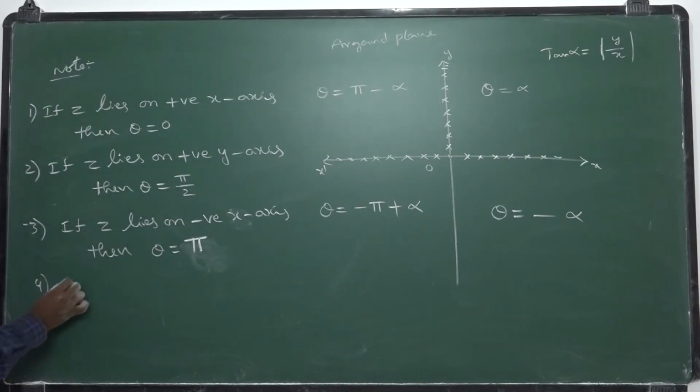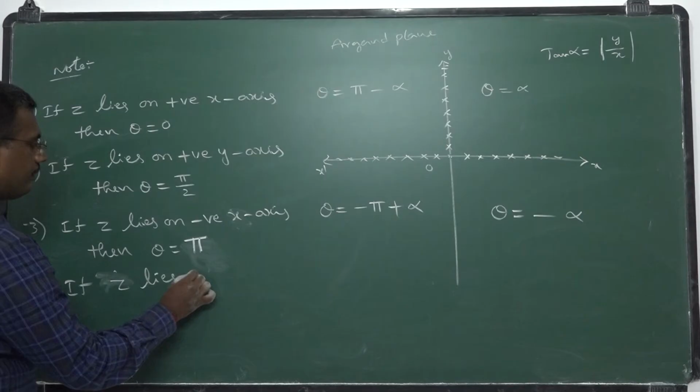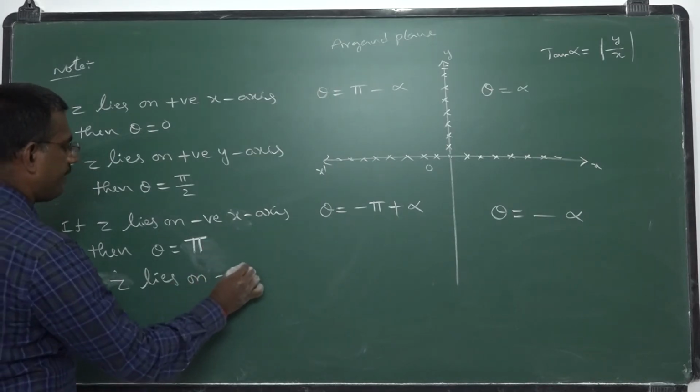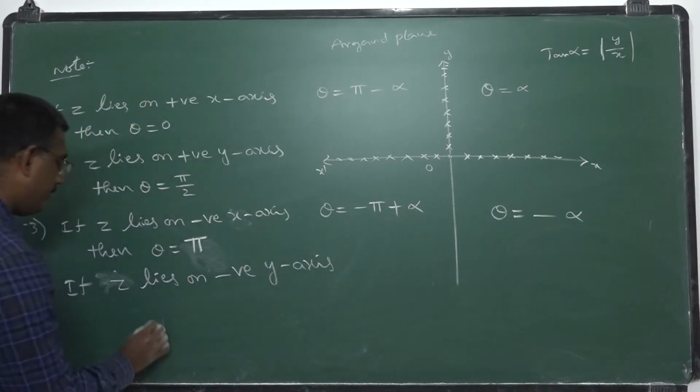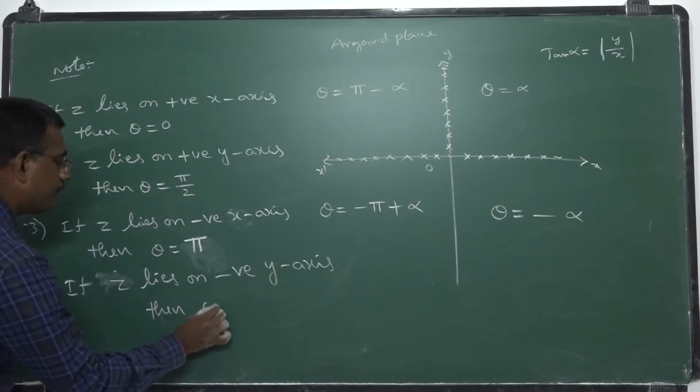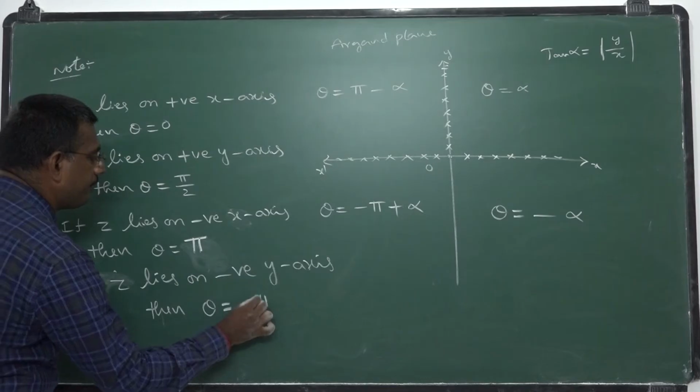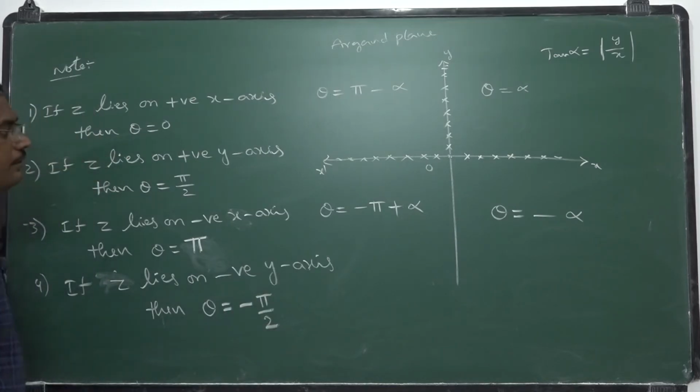Fourth point, if the complex number z lies on the negative y-axis, then the argument will be equal to minus pi by 2. Very simple.